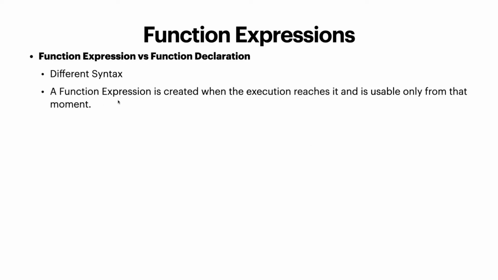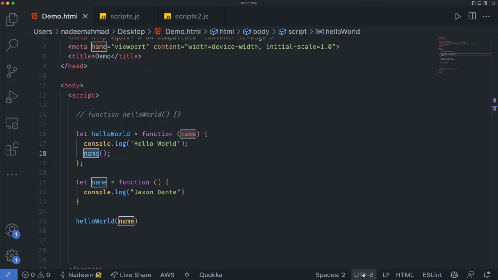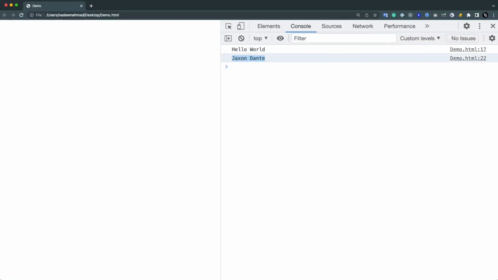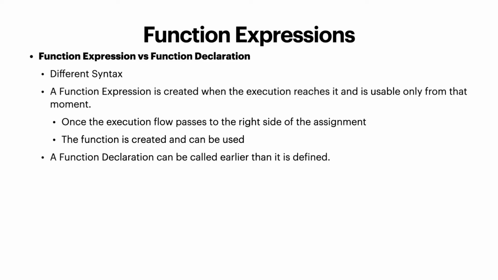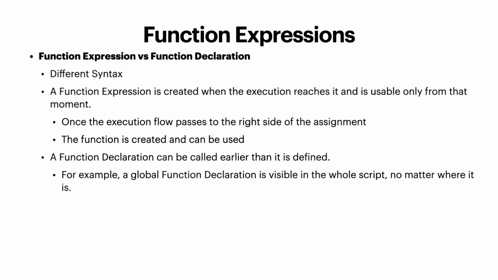A function expression is created when the execution reaches it, and it is usable only from that moment. So the syntax is different, but also, when the execution reaches this point, then this function is created. Until then, this function is not there, and you cannot call it until that statement is executed. Once the execution flow passes to the right side of the assignment, the function is created and can be used. A function declaration can be called earlier than it is defined. So that is basically the difference.